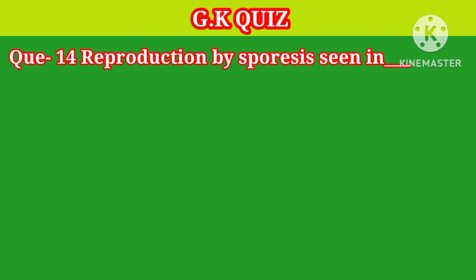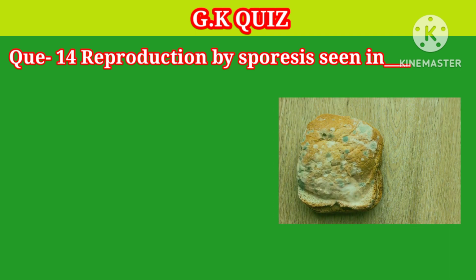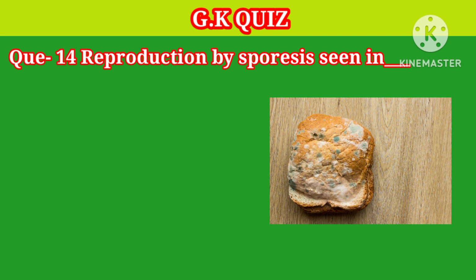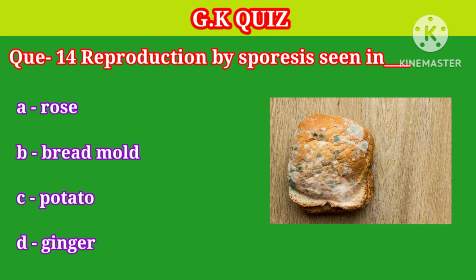Question number 14. Reproduction by spores is seen in... Your options: A. Rose. B. Bread mold. C. Potato. D. Spirogyra. Your right answer is bread mold.